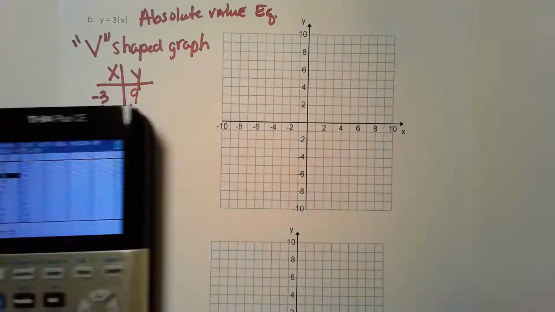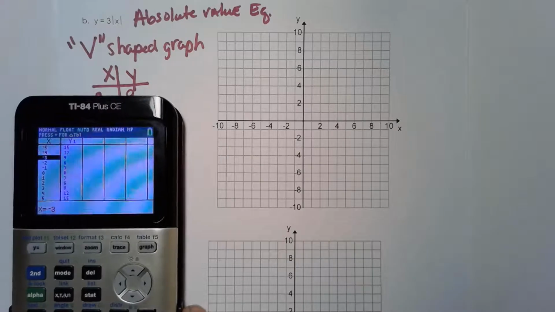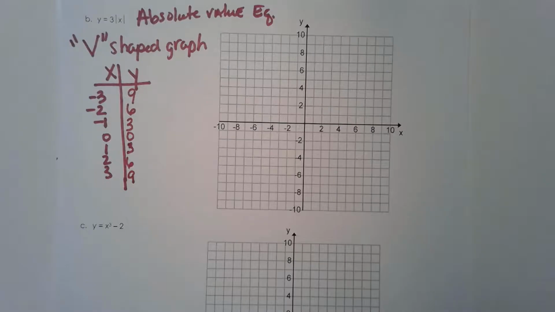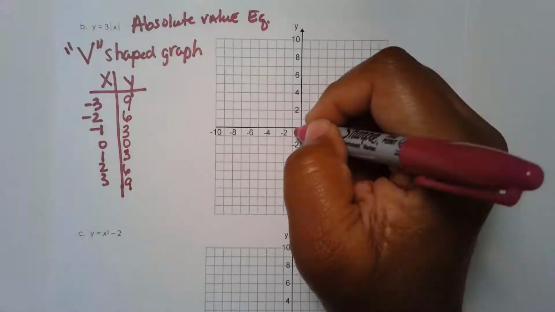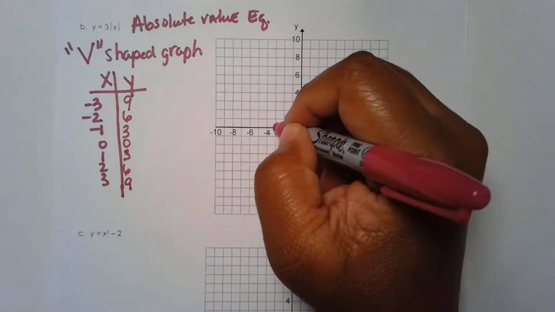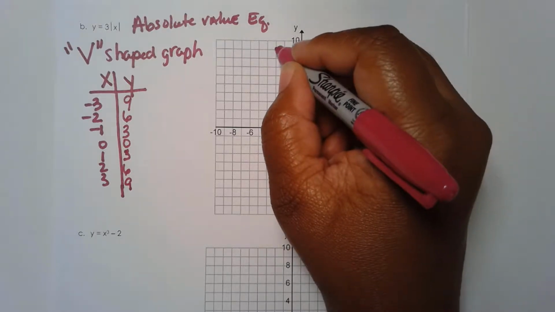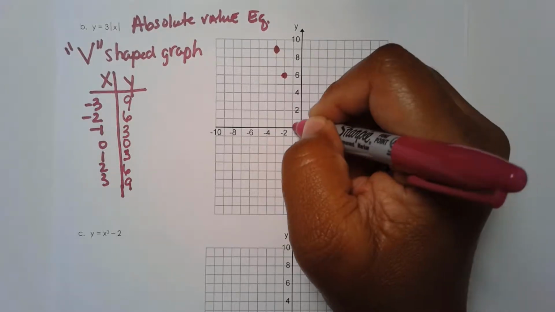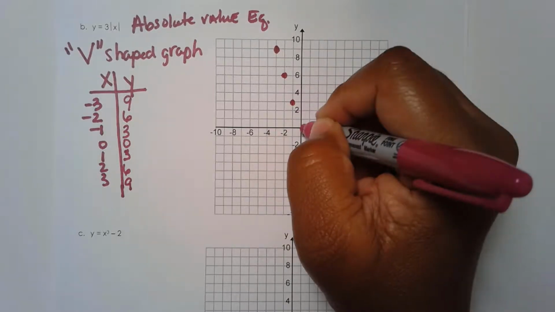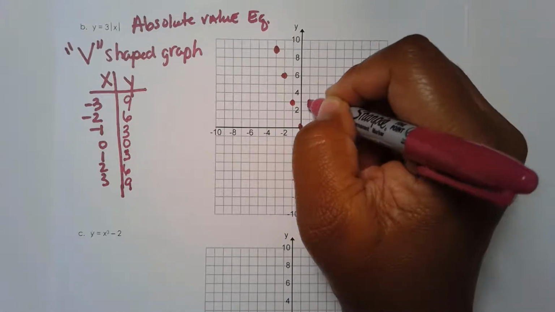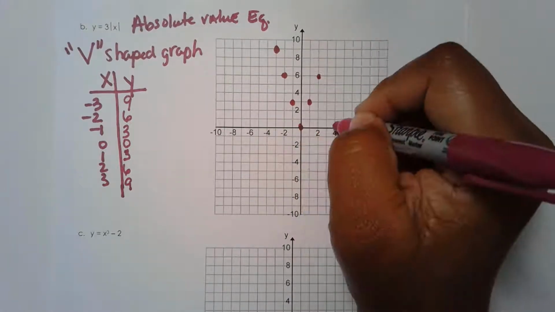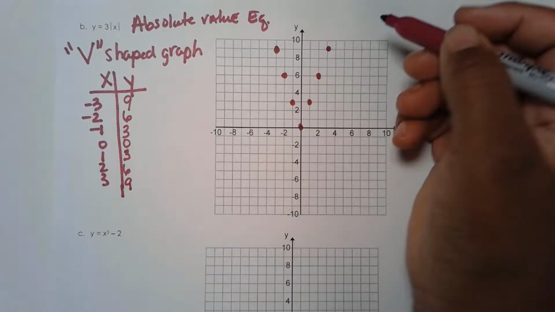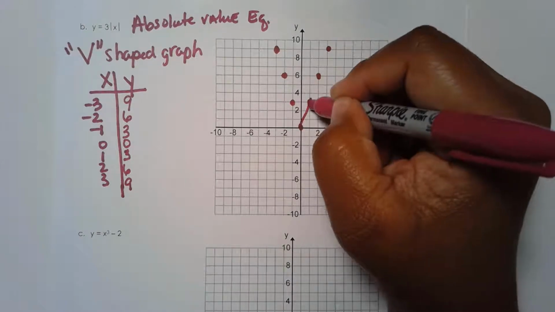And then let's plot. -3, 9, -2, 6, -1, 3, 0, 0, 1, 3, 2, 6, and 3, 9. Think of the capital letter V.